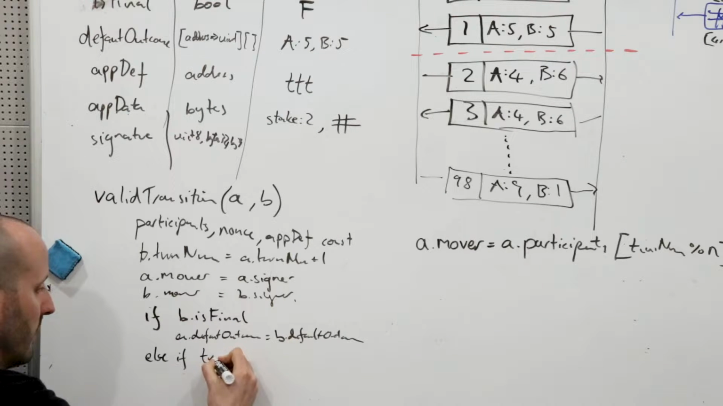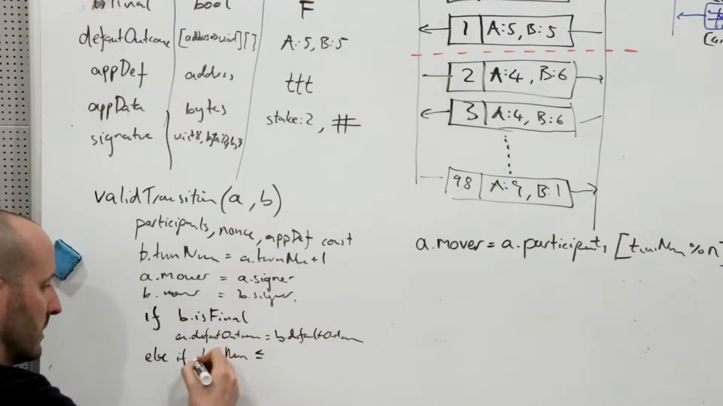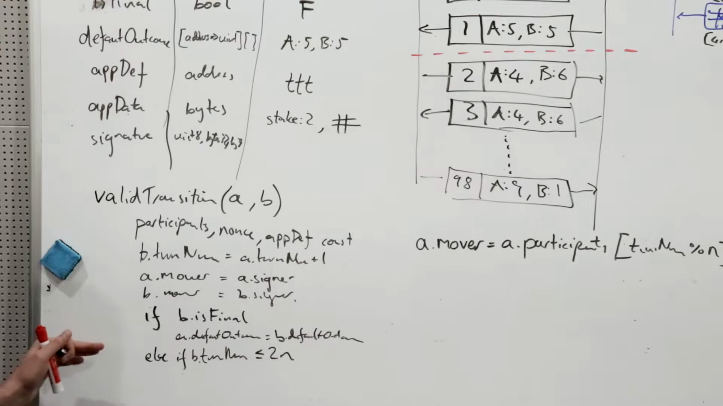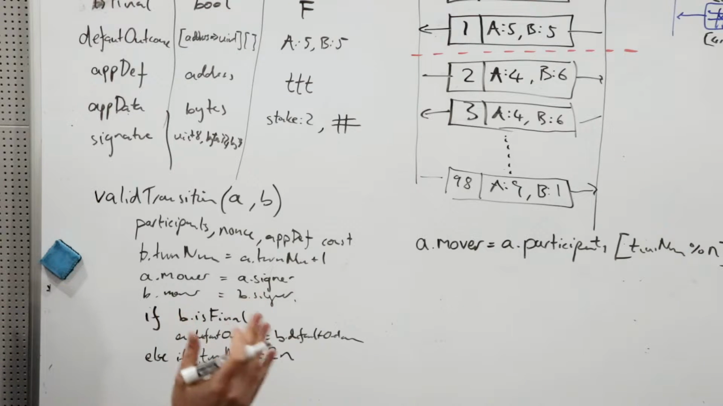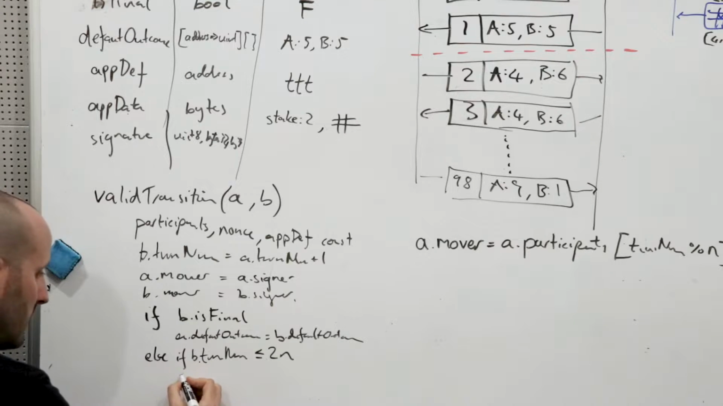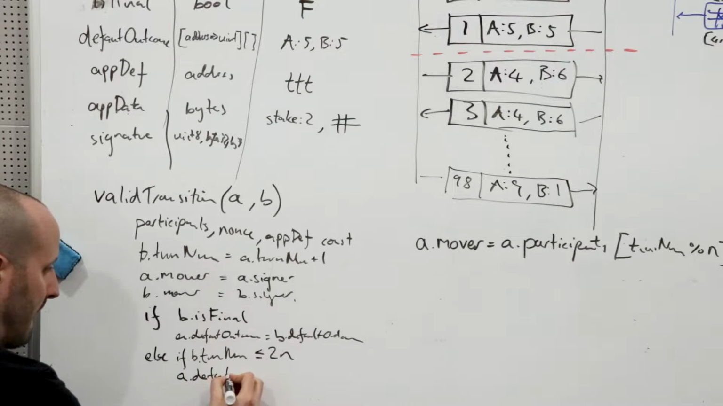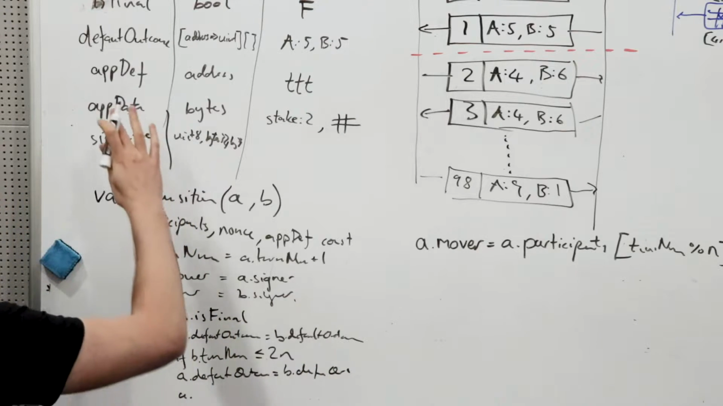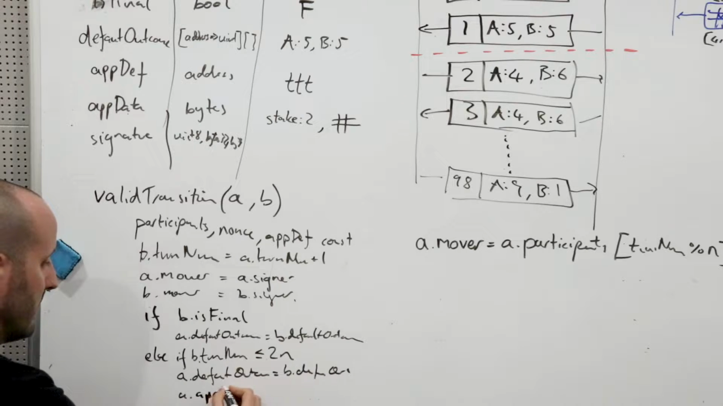Else if B's turn number is smaller than or equal to 2n. This is like a setup phase. And I'll talk about why it's 2n. But basically the first 2n steps of the channel are setup. And that's weird because in that cartoon version, I didn't show you 2n, I only showed you 1n. But we actually need an echoing back after that, I think. So A.default outcome equals B.default outcome, and the app data can't change in that thing either.